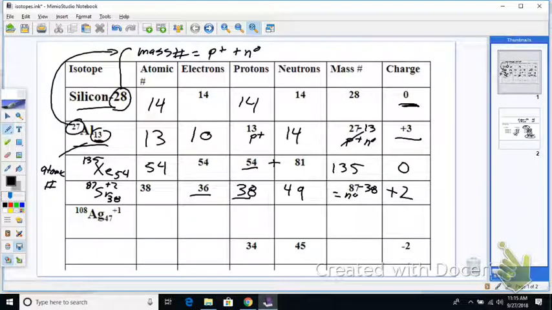So, what we have done is, by the time we're done with these last two, we went through 6 examples. Atomic number on the periodic table. Protons on the periodic table. Electrons will be the same as the protons if it's neutral. If it's not, you got more, it's negative. You got less, it's positive. We don't know the neutrons, we take the protons away from the mass number. It leaves us with neutrons. If we need to find the mass number, we add protons and neutrons up. Okay?